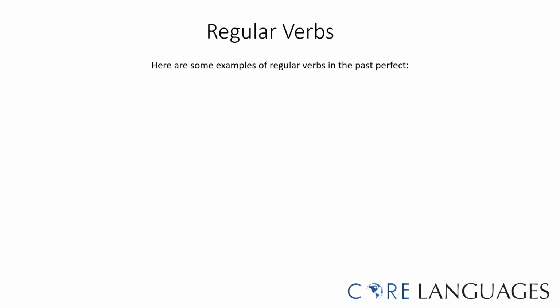Here are some examples of regular verbs in the past perfect. Notice that some use haben and some use sein in the simple past, but the translation in English will always be had done.